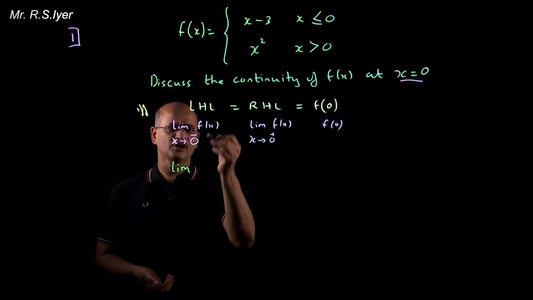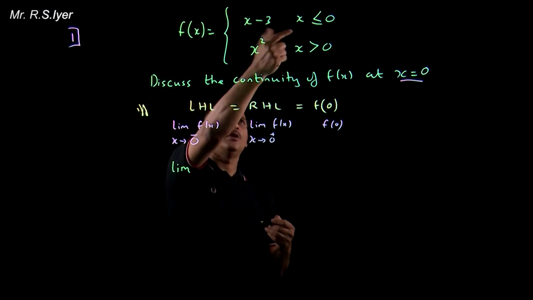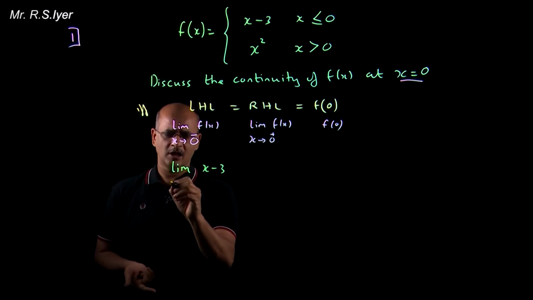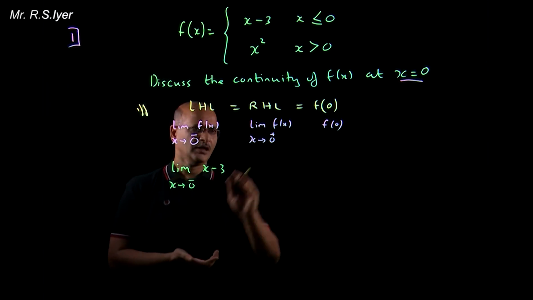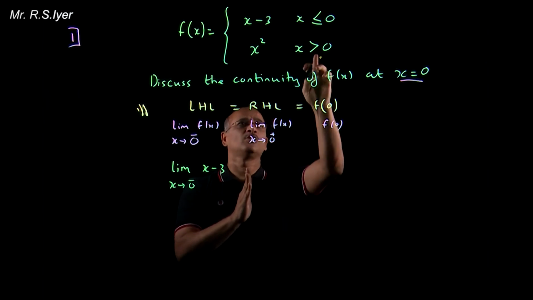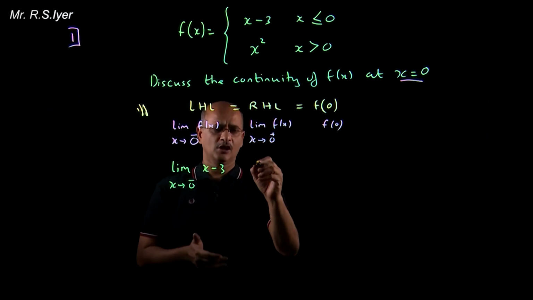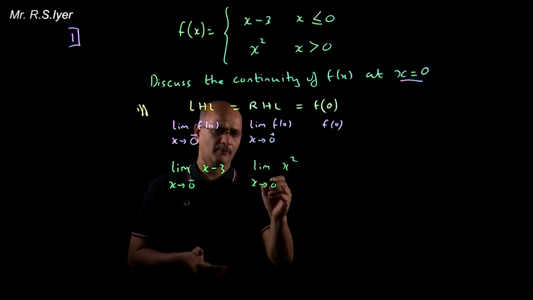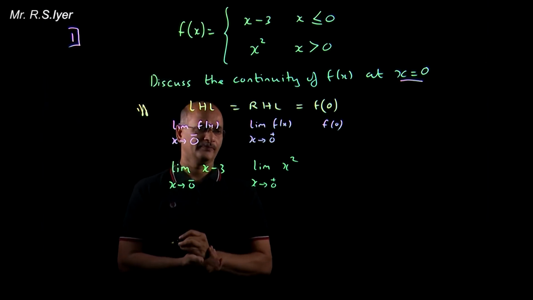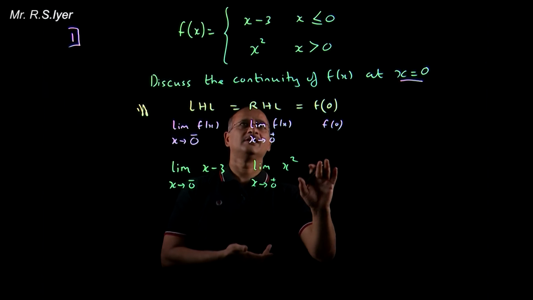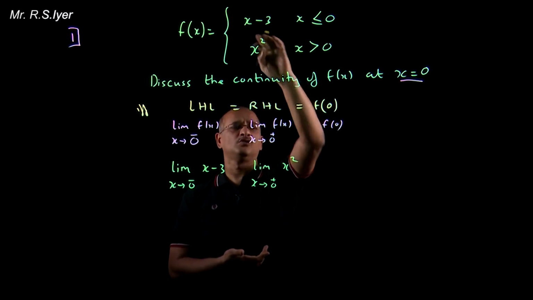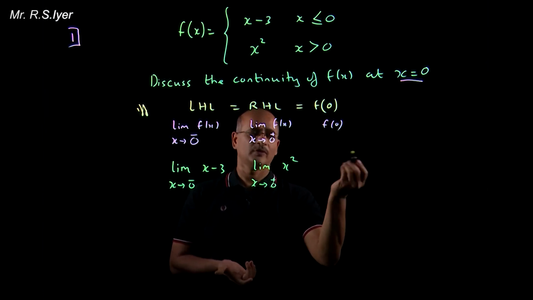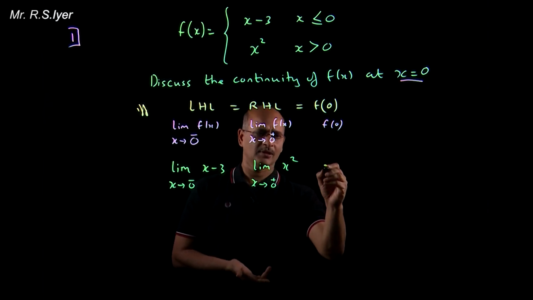So I have to write which function is valid for this. The function is f(x). For less than 0, it means x minus 3. So this is the limit of x minus 3 as x tends to 0 minus. Similarly, 0 plus is greater than 0. Greater than 0, which function? When x is greater than 0, this function is valid. So limit of x square as x tends to 0 plus. And f of 0, I think is very clear. What is f of 0? When x equals 0, we can just write that function as it is. It is nothing but x minus 3.